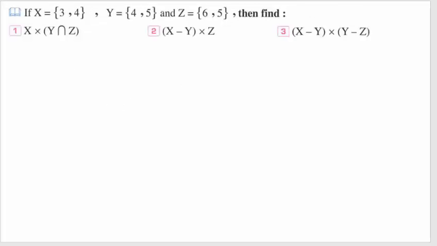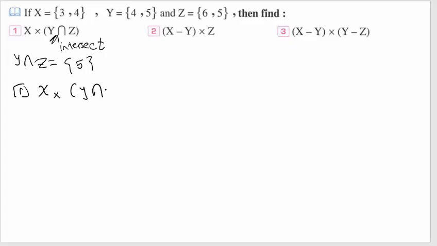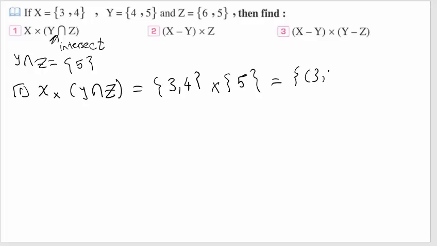The next question. X equals 3 and 4, y equals 4 and 5, z equals 6 and 5. Then find x product y intersect z. This sign means intersect. Here I'm asking you about the common numbers between y and z, the repeated numbers in the set y and the set z. So to find x product y intersect z, it will mean that 3 and 4 in Cartesian product with 5 will be 3 with 5 as an ordered pair and 4 with 5 as an ordered pair.